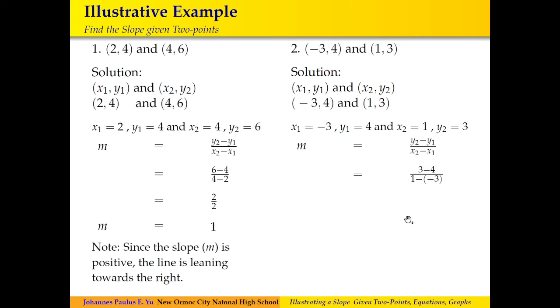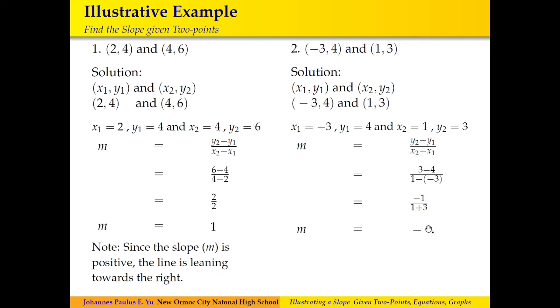So, simplifying further, 3 minus 4 is -1. 1 minus -3 is actually 1 plus 3, based upon the rules of signs, no? When it is followed by a negative, it becomes positive. So, simplifying further, the slope is now equal to negative, because the numerator is negative and the denominator is positive.